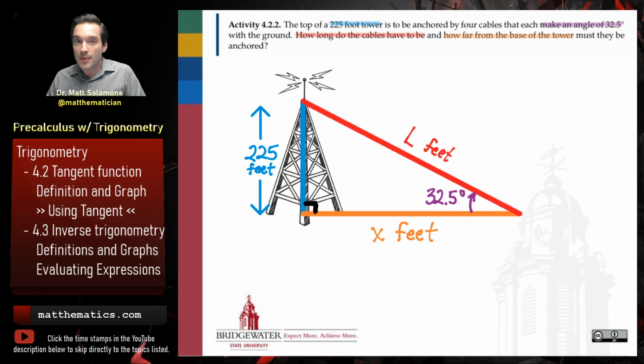So what I like to recommend doing anytime you're trying to solve a right triangle is to try and write down all of the trigonometric ratios that you know. Sine, cosine, and tangent.